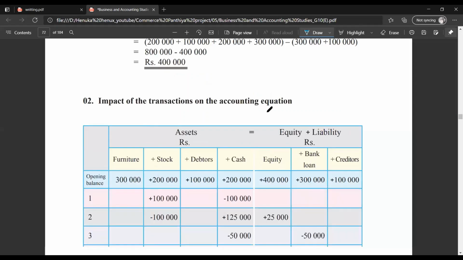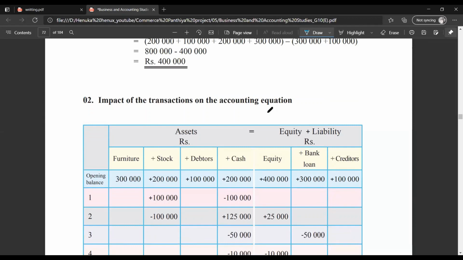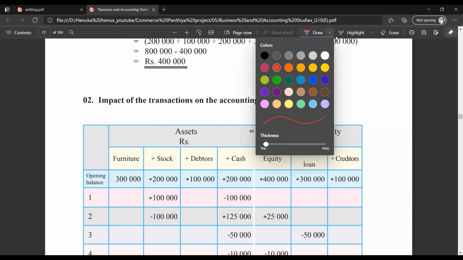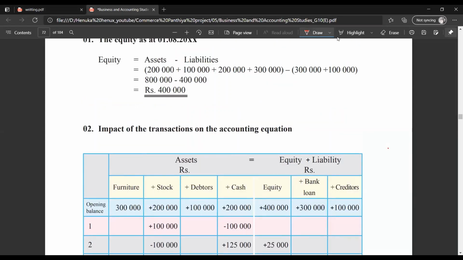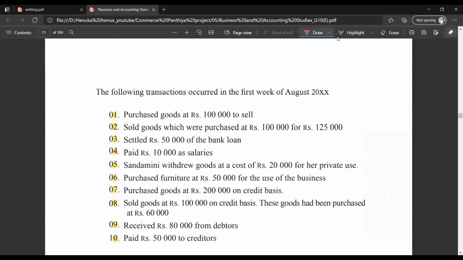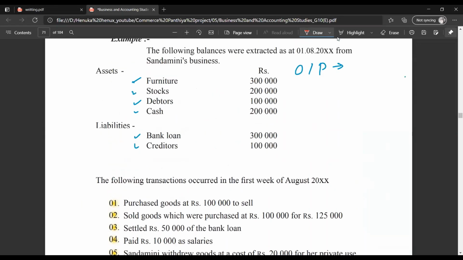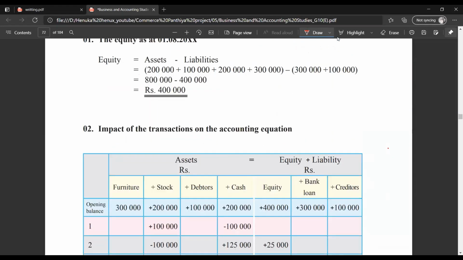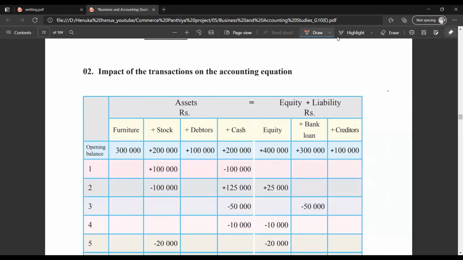හරි. මේ තියෙන්නේ අපි කලින් කරා වගේ, right? So if the opening balances are given, it is easy to prepare this table as well, right? Let me show you that. So here we have our opening balances, right? So we have from assets, furniture, stocks, debtors, cash, right? So simply and easily we can build up our equation.